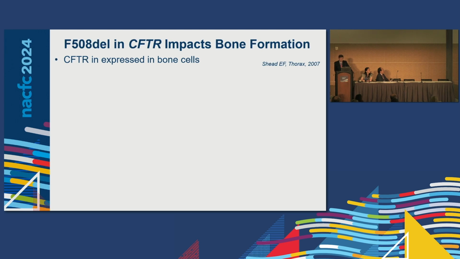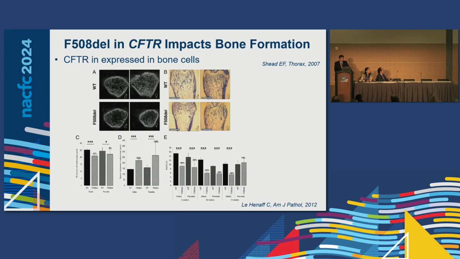CFTR, for a fact, is expressed in bone cells, but more importantly, when this deletion is introduced in an animal model, here you can appreciate to the bottom, there is lower trabecular and cortical bone mass compared to wild-type male and female animals. You see how these trabeculae are much thinner, and you see more cortical porosity or holes in the cortex. When you examine this histologically, comparing again wild-type to deleted animals, you can appreciate how there is less trabeculae in purple here compared to the wild-type animal.